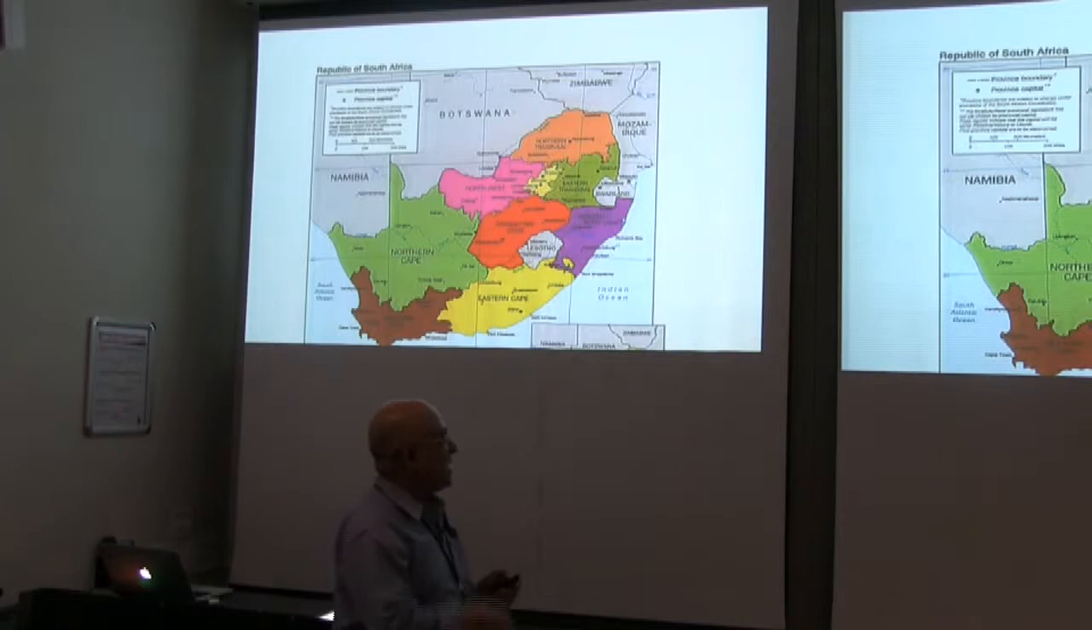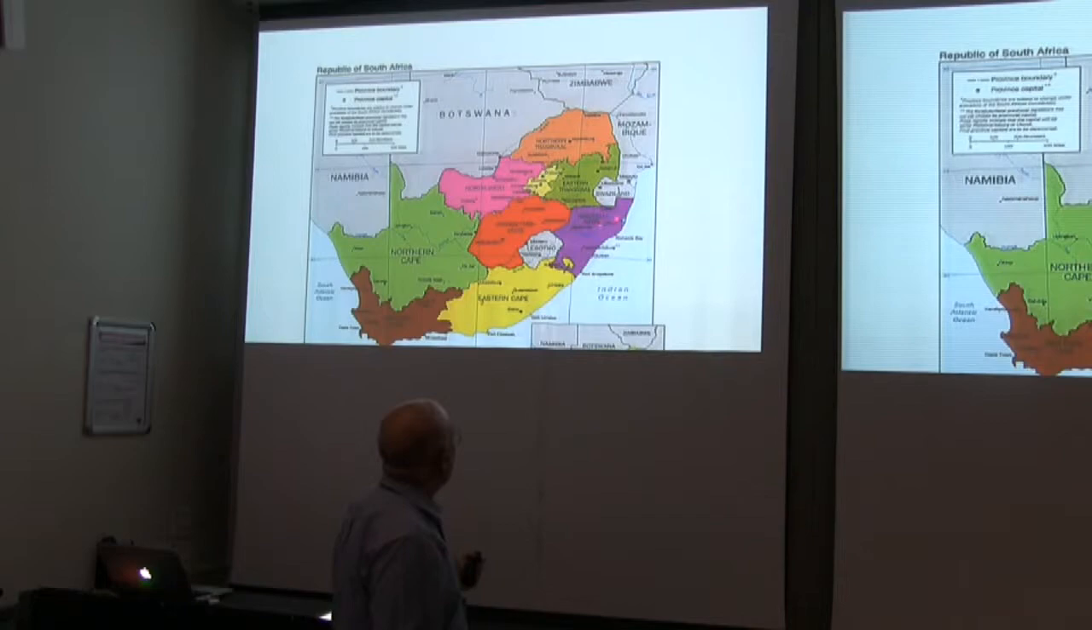We've got the Amkolosi Game Reserve, which is somewhere over here, not too far from us. And of course, there's also the Drakensberg Mountains, which are maybe about 2.5 hours away.